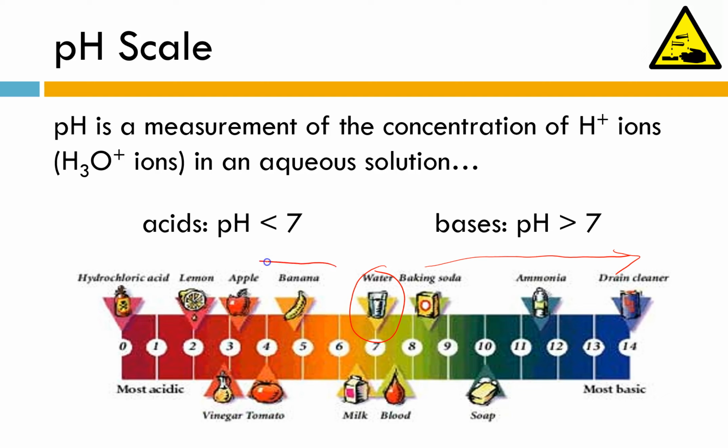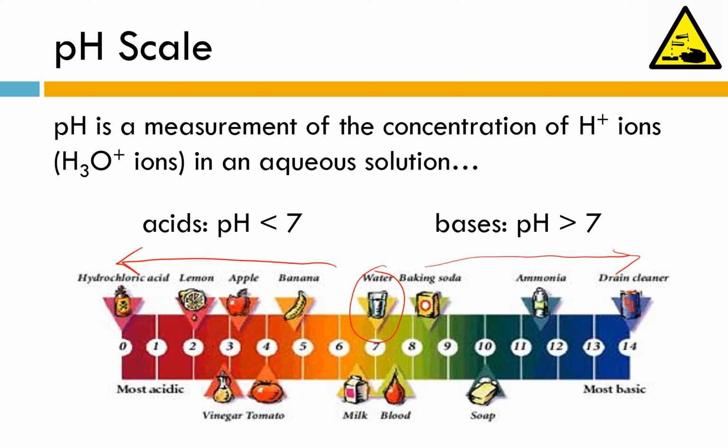If we head in the opposite direction and we go lower than 7, we see things becoming more and more acidic. A lot of your foods tend to be a little bit acidic in nature. And of course, over at the very low end, at about a pH of 0, we see strong acids at relatively high concentrations.